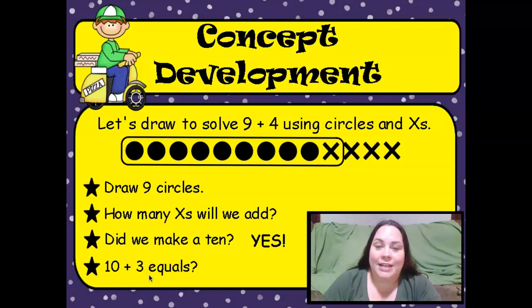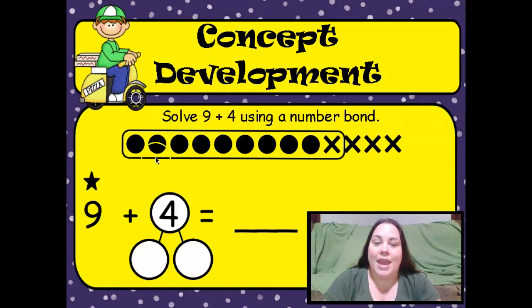So we're going to now look at this as a number bond. We had our 9 plus 4, which is what we had here. We took one of those X's to make a 10. 9 plus 1 equals a 10, which means we had 3 X's left over. We broke that 4 down into 1 and 3.